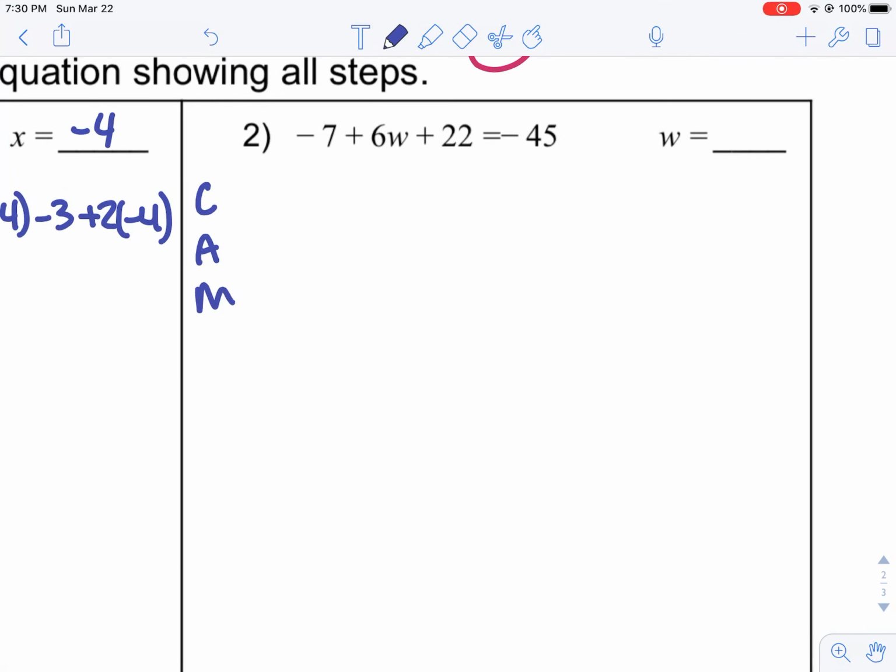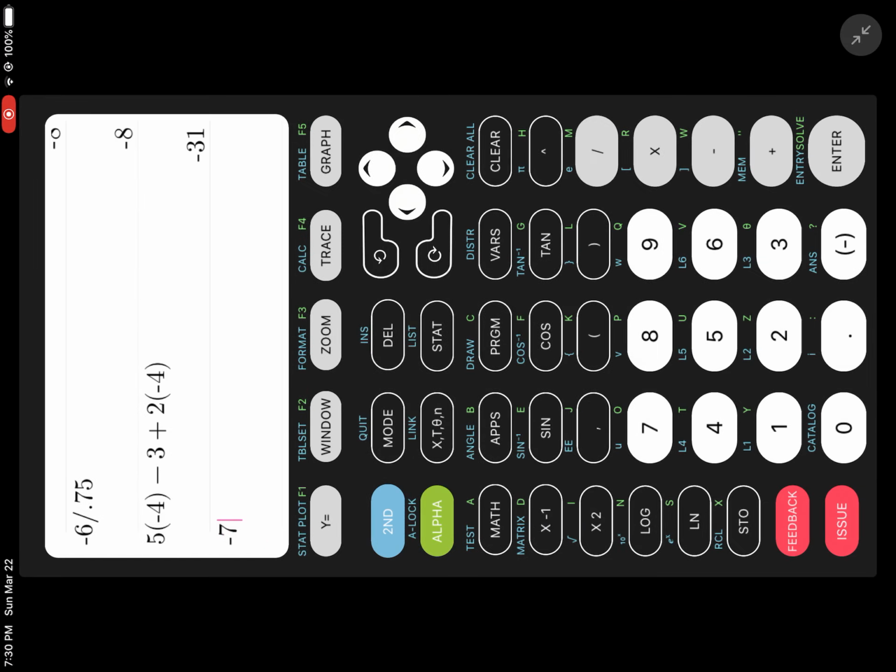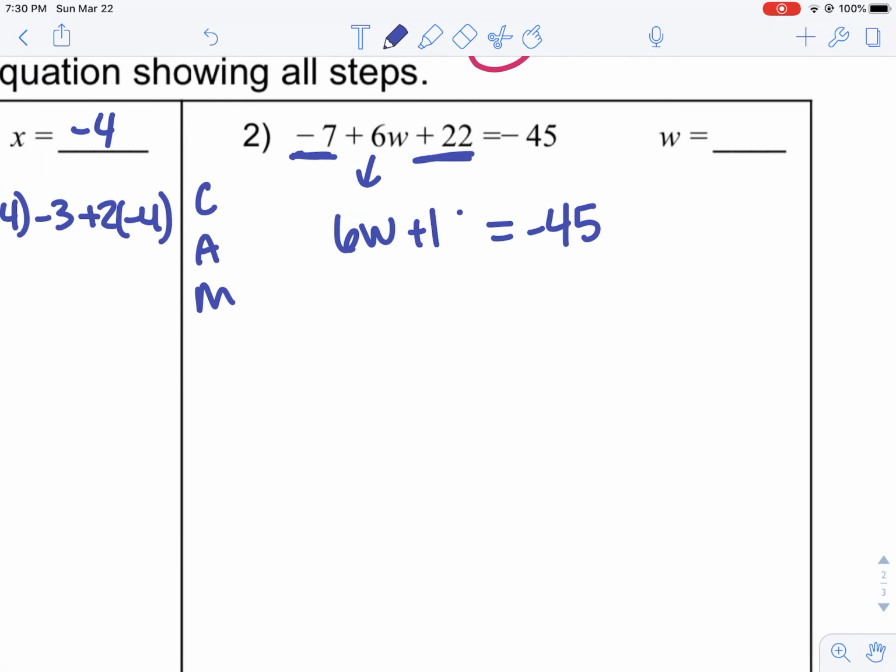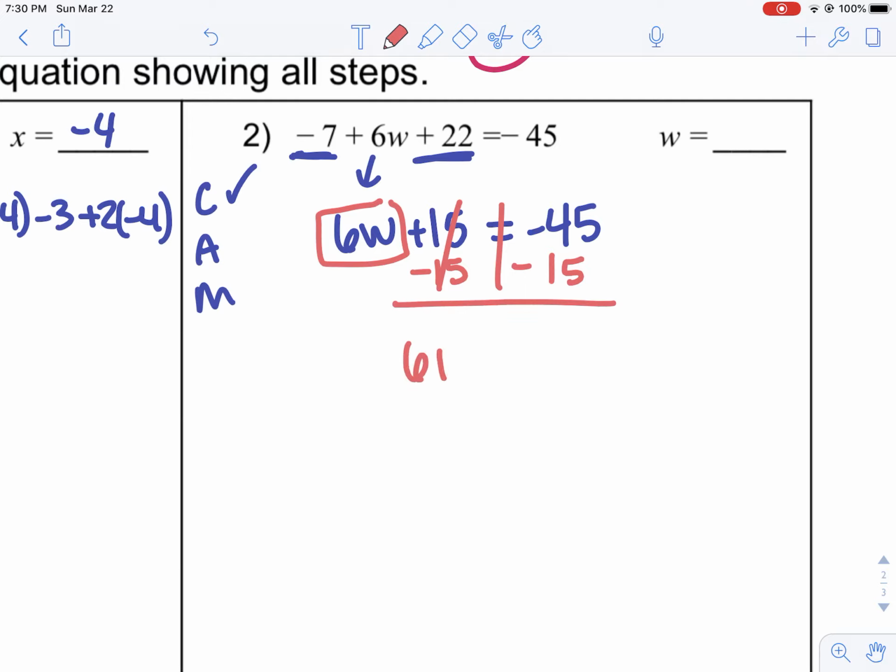So again, combine here. When I see combining, I have a -7 and a +22. No changes to W, so I'm going to leave that 6W. No changes to -45. So number-wise, I have -7 and a +22. I do what they say. So remember, you plug that into your calculator to see what that looks like, and we end up with +15. Next, 6W, move that 15 to the other side through the opposite operation. Last step, divide everything by 6, and W is a -10.